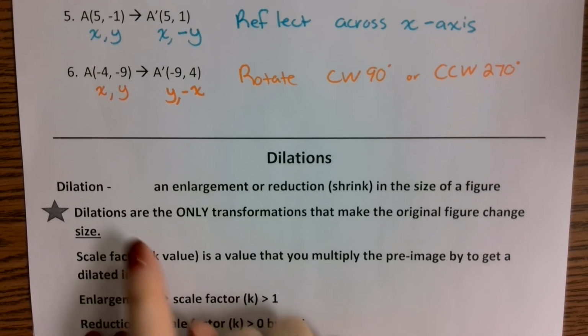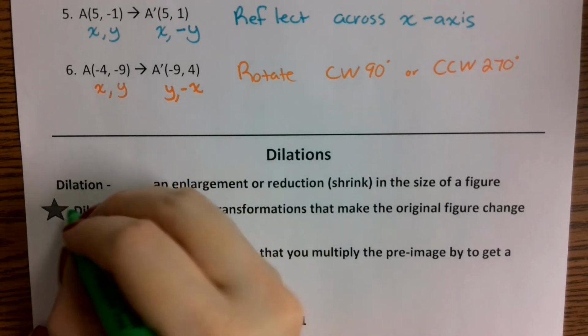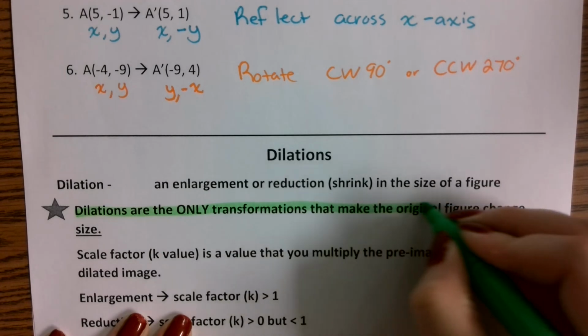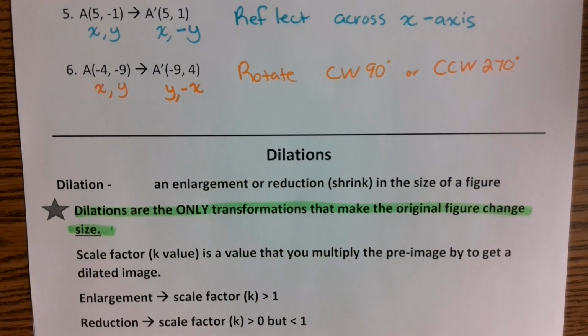Okay? And dilations, again, they are the only transformation that takes your original figure and changes the size. All the other transformations maintain the size. Okay, all other transformations maintain size. Dilations do not. They are the only ones that have an effect on the size. So maybe you want to highlight that. It's a very important piece of information to know. Dilations are the only transformation that makes the original figure change the size.